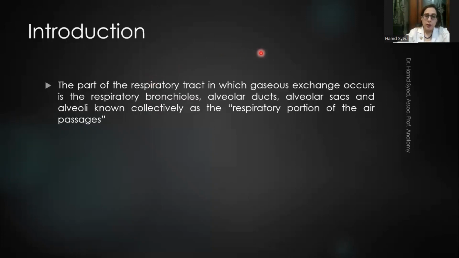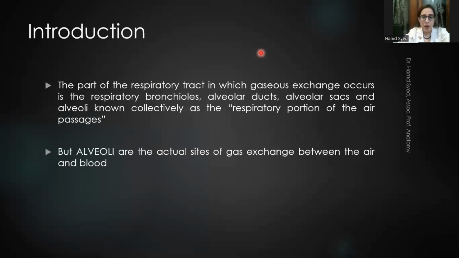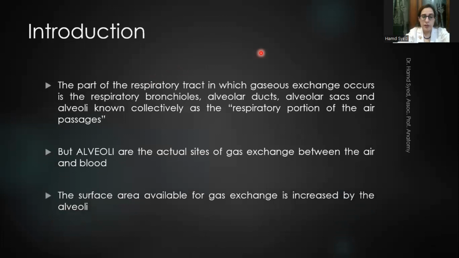Okay, so remember the part of the respiratory tract in which gaseous exchange occurs, namely the respiratory bronchioles, alveolar ducts, alveolar sacs, and alveoli. This is collectively called the respiratory portion of the air passages. But remember, it is the alveoli that are the actual sites of gaseous exchange between the air and blood. The surface area available for gaseous exchange is increased by the presence of the alveoli.